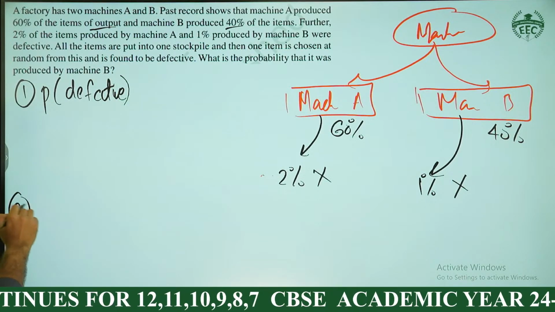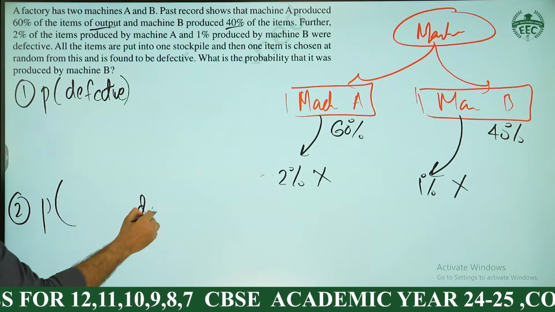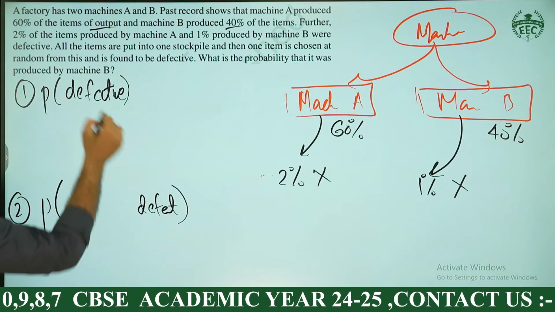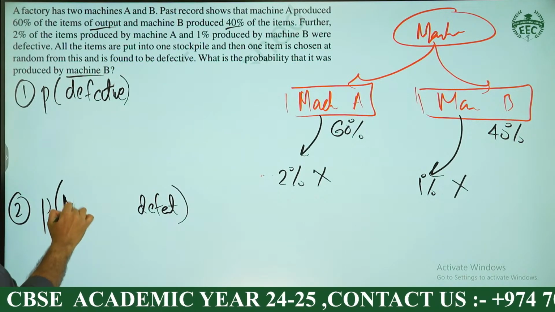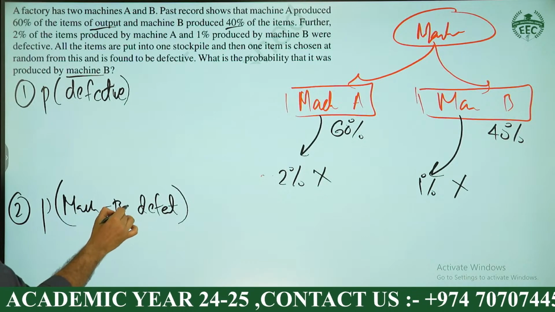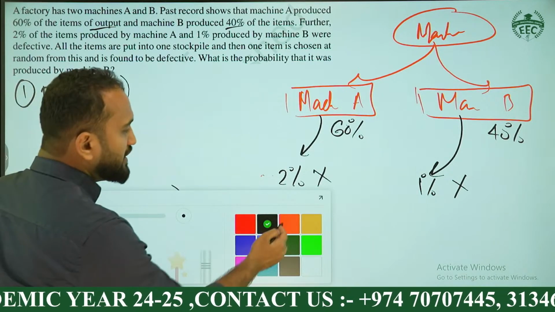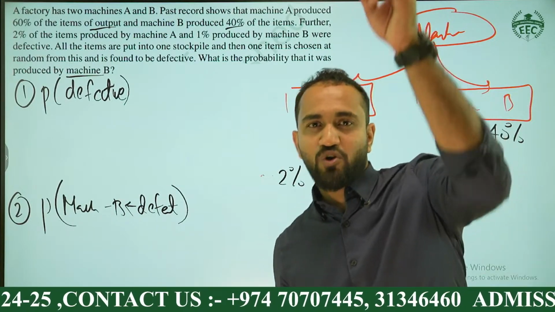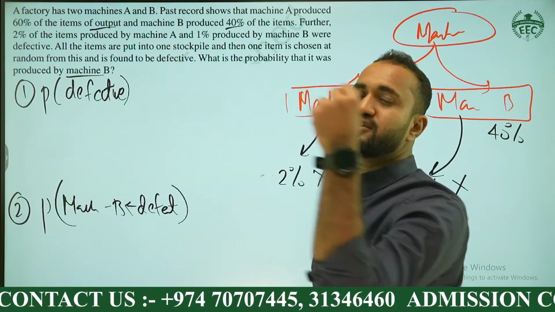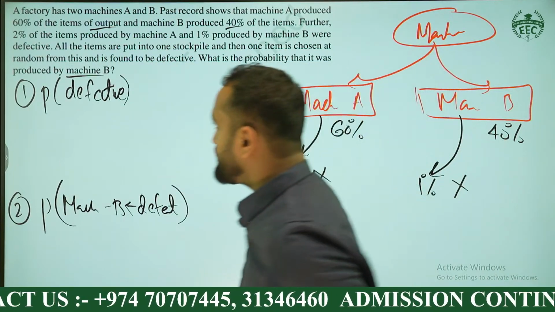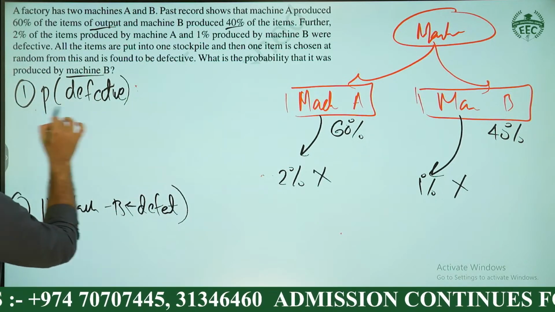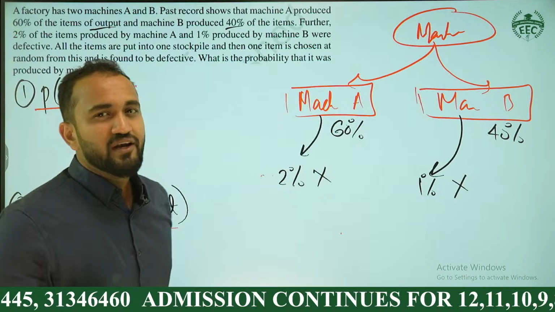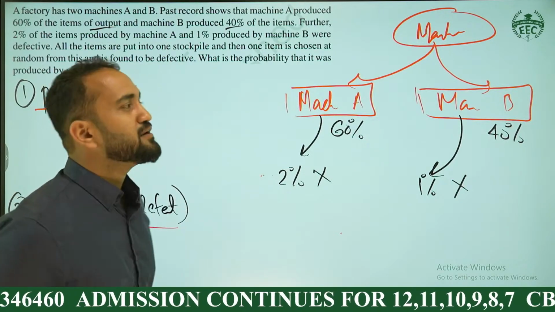Now, if it was found to be a defective item, tell me what is the probability that it was produced by machine B. That is the second thing. Gentlemen, in every question you can see the areas where you apply the total theorem and the Bayes theorem. So here, tell me how to find it, defective and machine B.